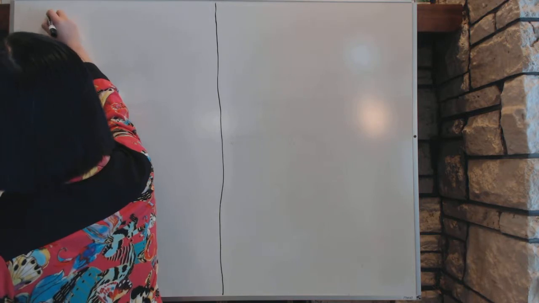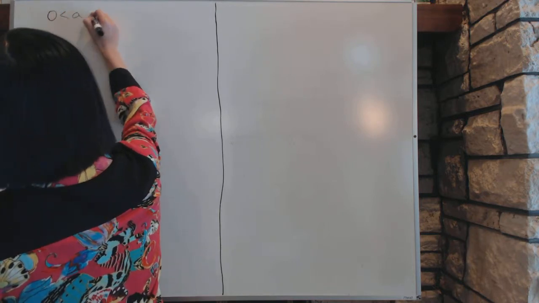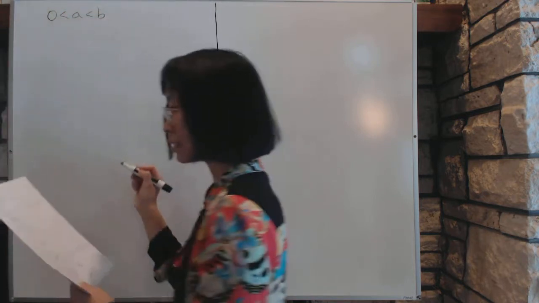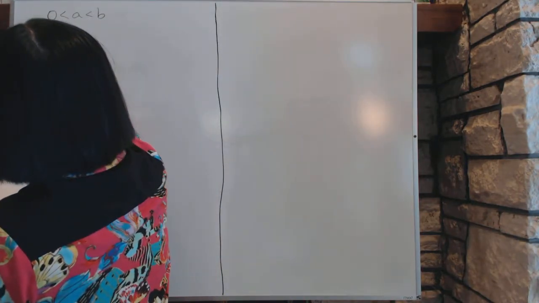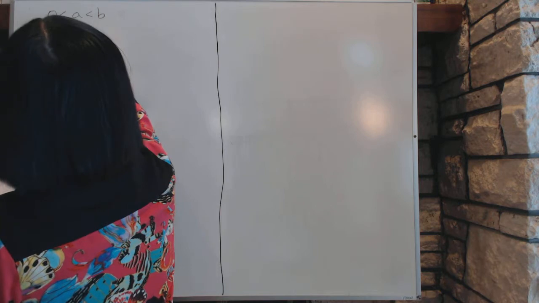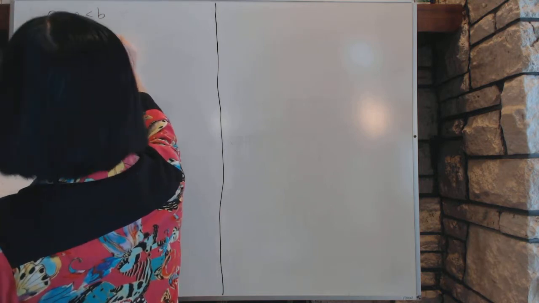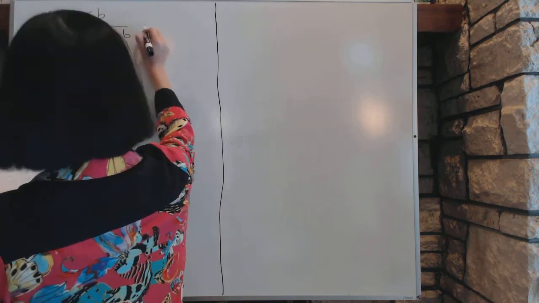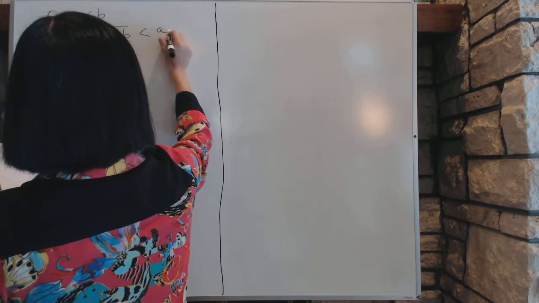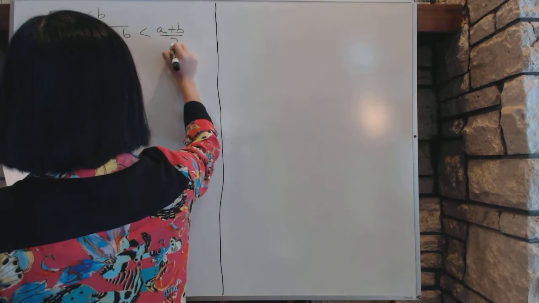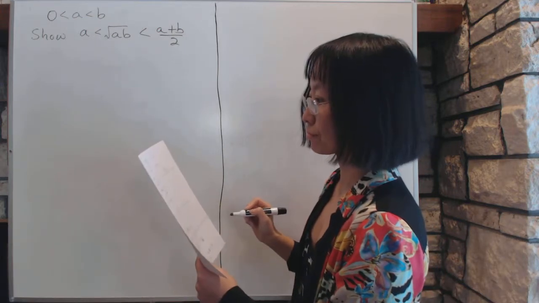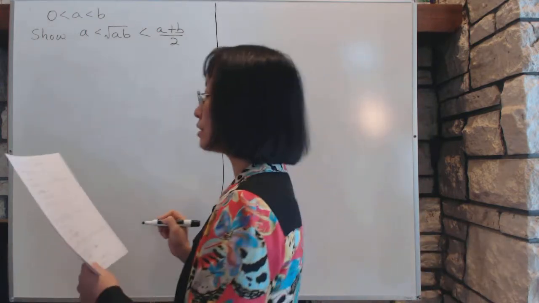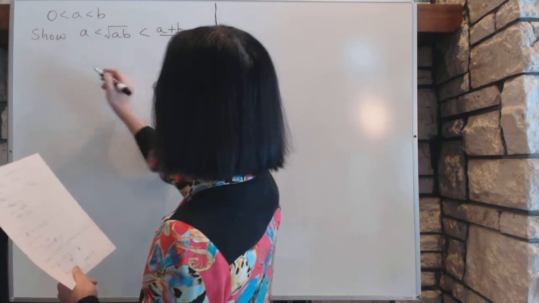Suppose A and B are positive, 0 less than A less than B, so B is bigger than A. You need to show that A is less than square root of AB, which is less than (A plus B) over 2. Okay. Now to show this, the first step is faster.